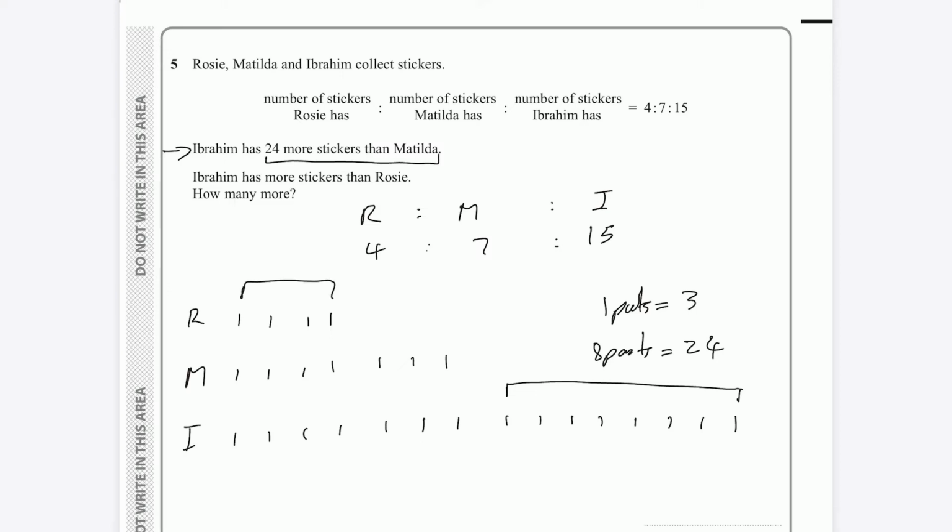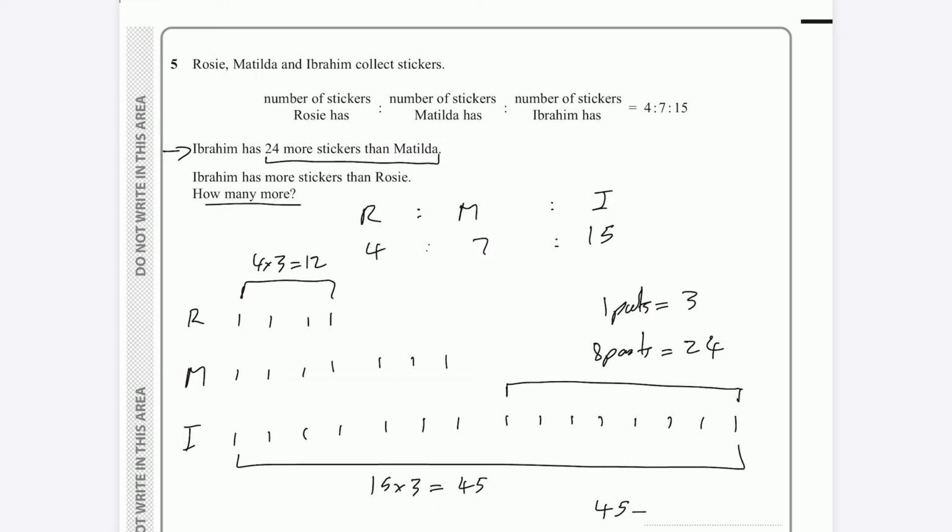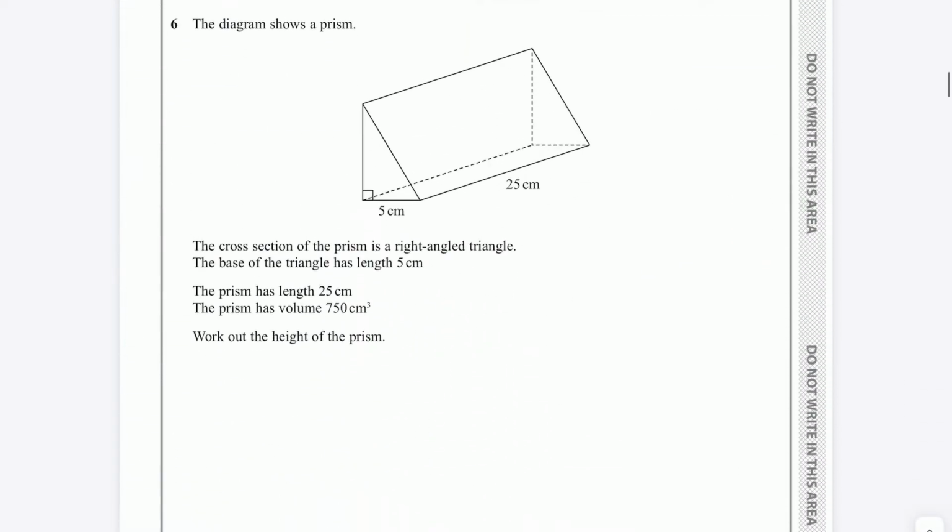So Rosie then has 4 parts. So that's 4 times 3, which is 12. And then the question is asking how many more does Ibrahim have than Rosie? Sorry, I keep saying Raheem from the last question. I mean Rosie. Well, if Rosie's got 12, and Ibrahim's got a total of 15 times 3, which is 45, then the answer must be 45 minus 12, which is 33. So hopefully that made sense.